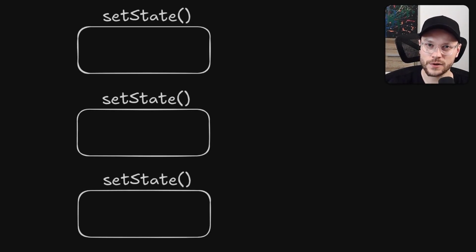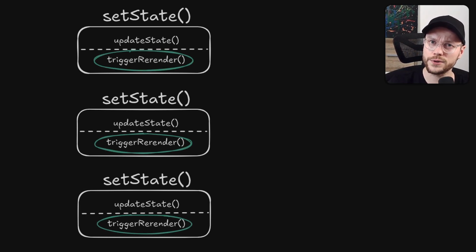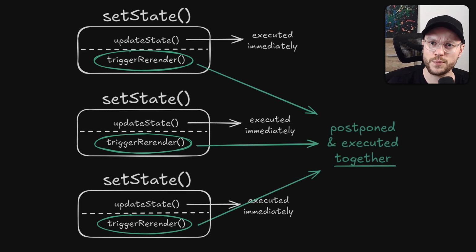Oh, you're still here? Okay, I will assume that you are not afraid of what is in the rabbit hole. If setState consists of two separate actions, let's call them update state and trigger re-render, why can't we split those actions and only group the re-render calls? Then we could execute the updates one by one immediately when setState is called, while re-renders could still be postponed and executed together for performance.